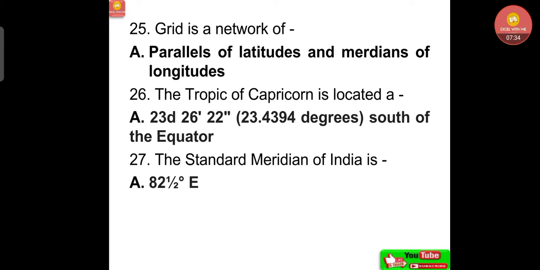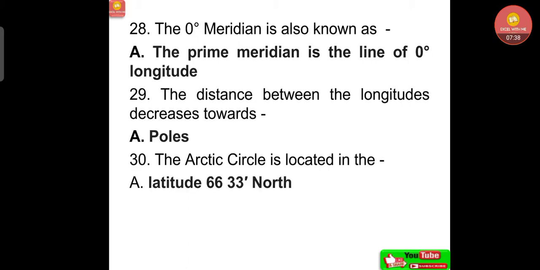Now the standard meridian of India is 82.5 degree east. Now the 0 degree meridian is also known as the prime meridian, the line of 0 degree longitude. Now the distance between the longitudes decreases towards the poles. The Arctic Circle is located at the latitude 66.33 north. So we come to the end of this session.